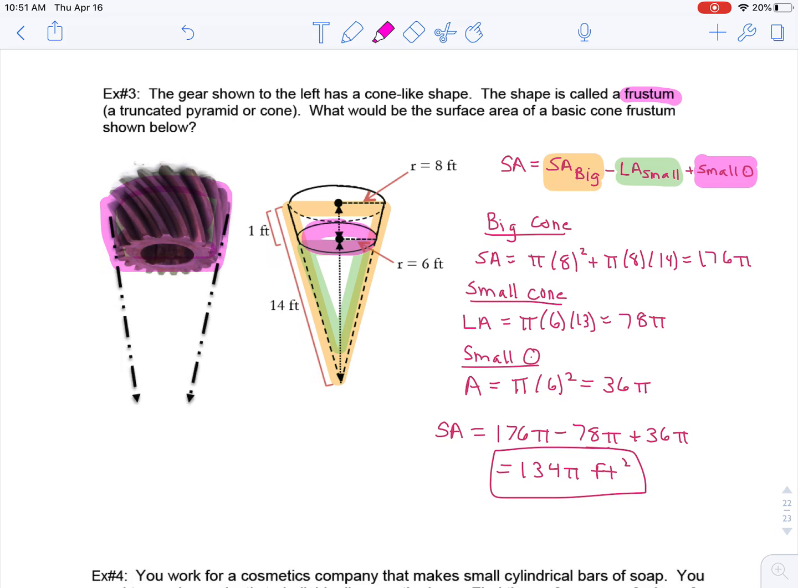We cut off the top. What your goal is to do is to try and find the surface area for that frustrum. And you can use this here to help you get that. So give that a try, and then you can check your answers after.